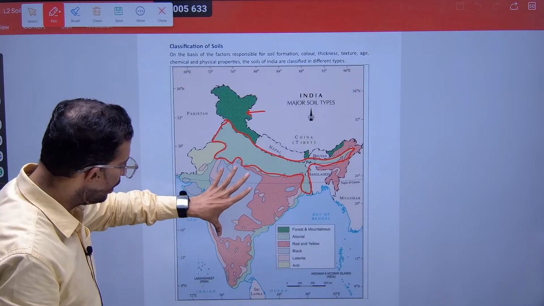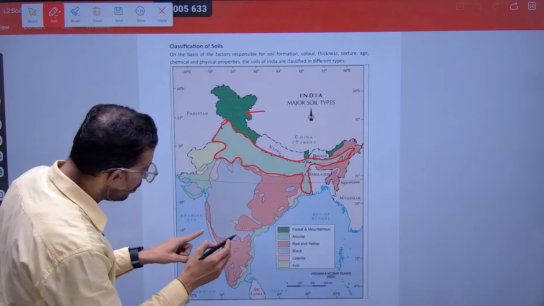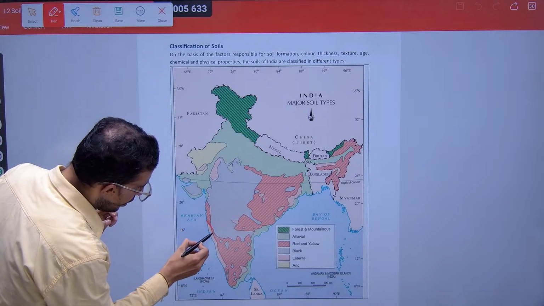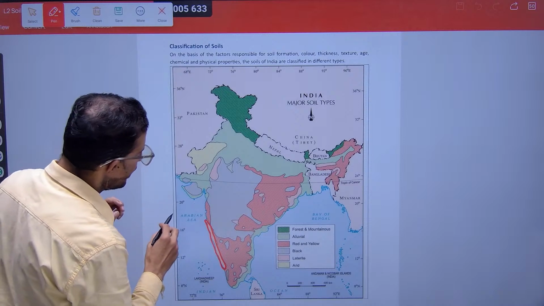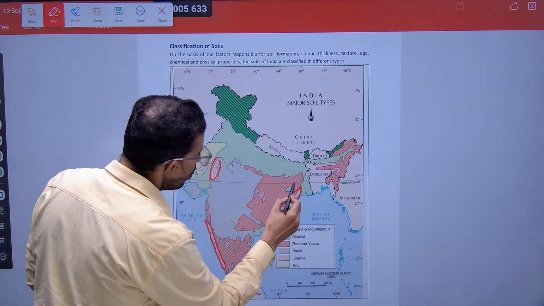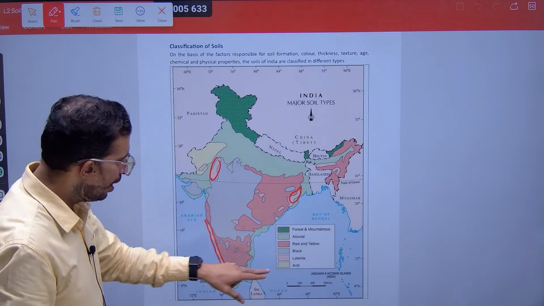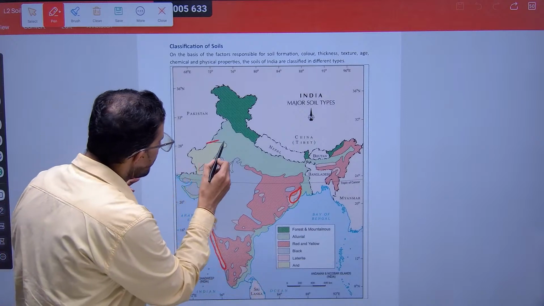Then black soil in this region. Laterite soil, if you see the laterite soil, I will point to this laterite soil. If you see this one area, laterite soil, this one. So the small patches are spread across India. Then arid soil, if you see the arid soil, there is only this one packet.